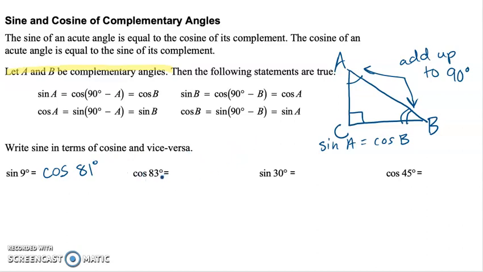So cosine of 83, well, it takes 7 degrees to get to 90, so that would be equal to sine of 7 degrees. Sine of 30 degrees, you'd think 30 from 90 would be 60, so that's cosine of 60 degrees. And then cosine of 45 degrees, so complementary, add up to 90, is sine. So the cosine and sine of 45 degrees are actually equal to the same thing.